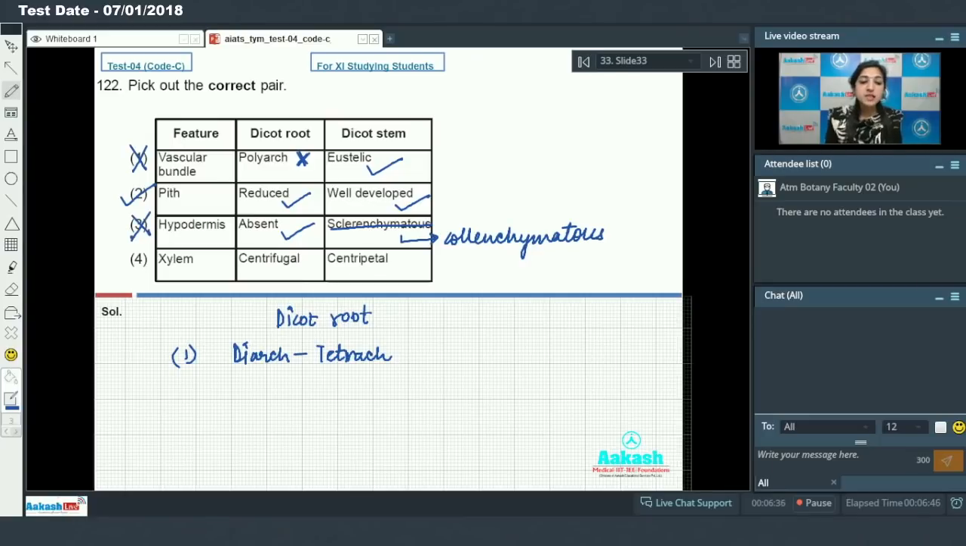Option number 4, xylem is centrifugal in dicot root. No, it is centripetal in dicot root and centrifugal in dicot stem. Centripetal arrangement of xylem in the dicot root means that the growth of xylem is towards the center. So this is incorrect. So out of these, the correct option is option number 2. Moving on to the next question, that is question number 123.